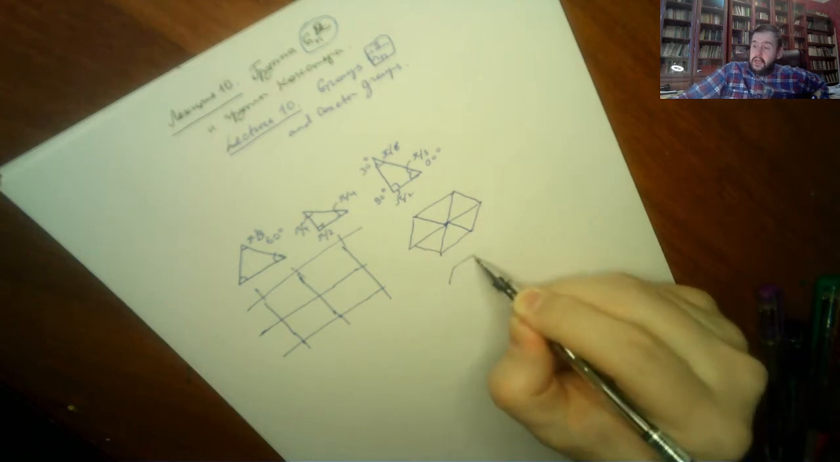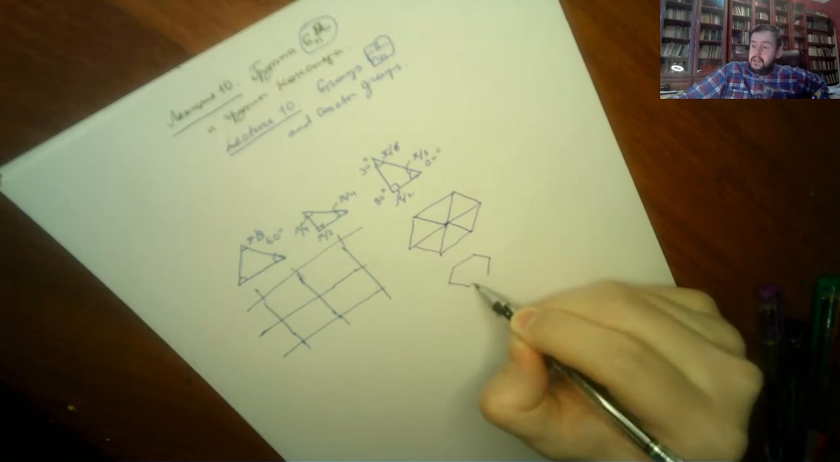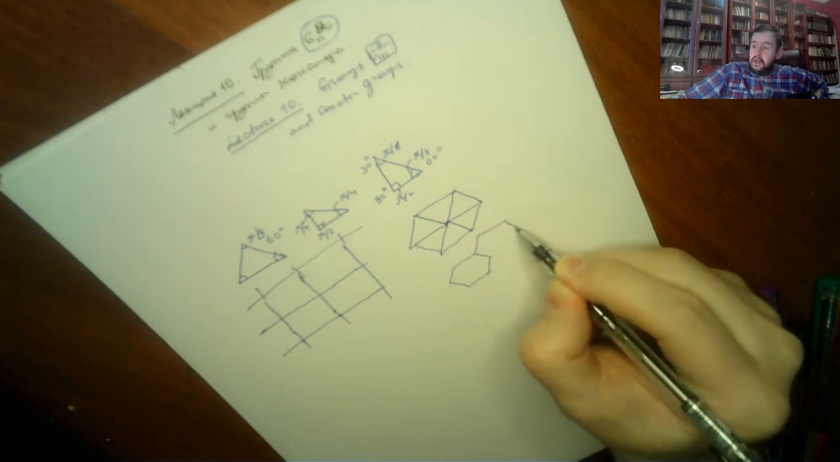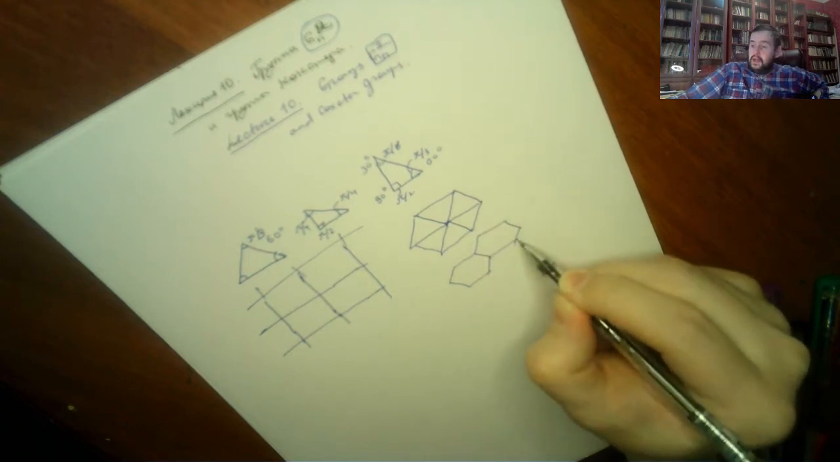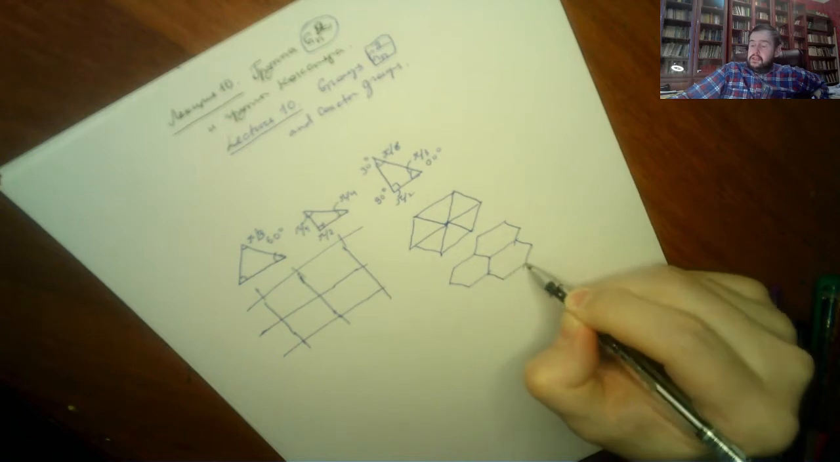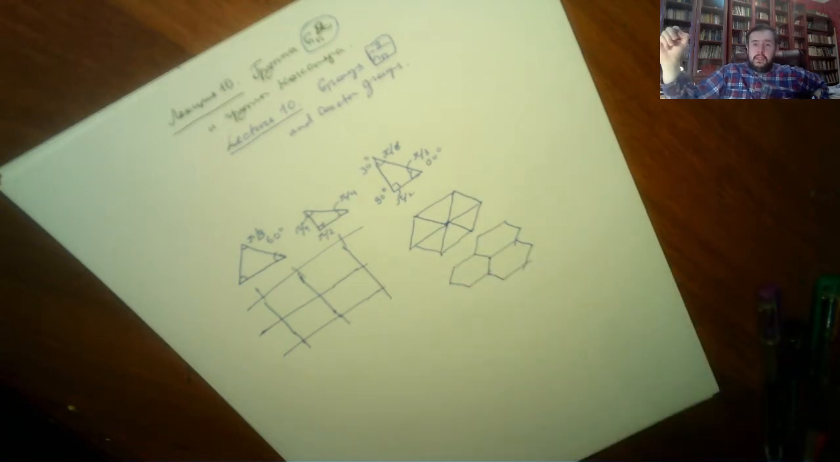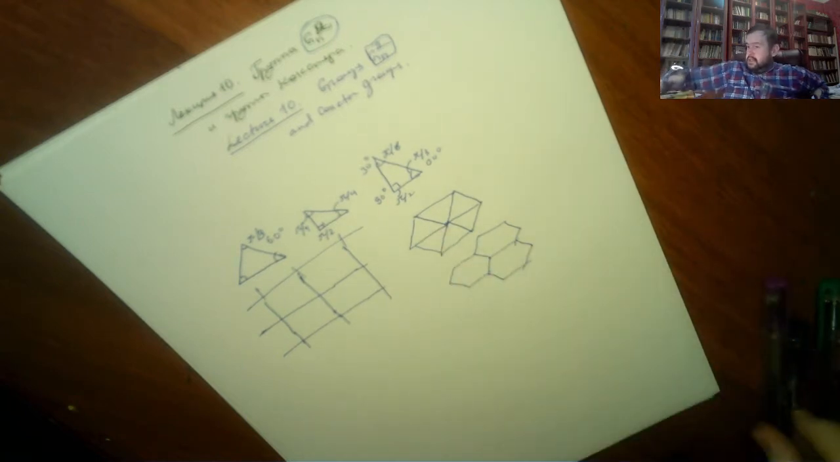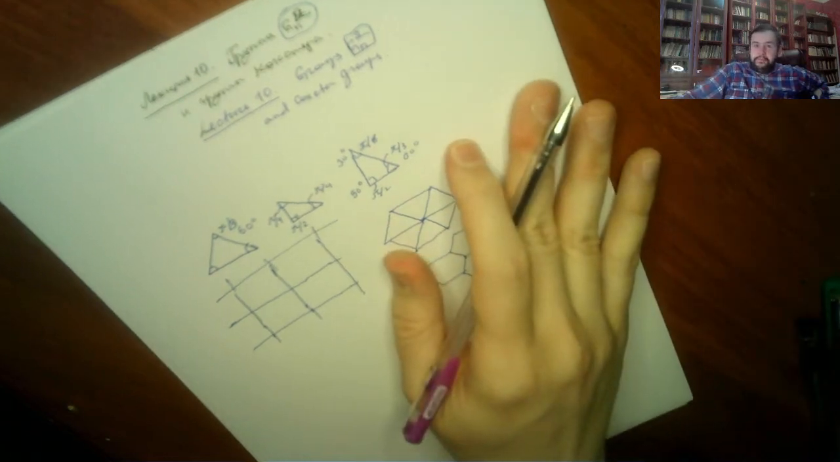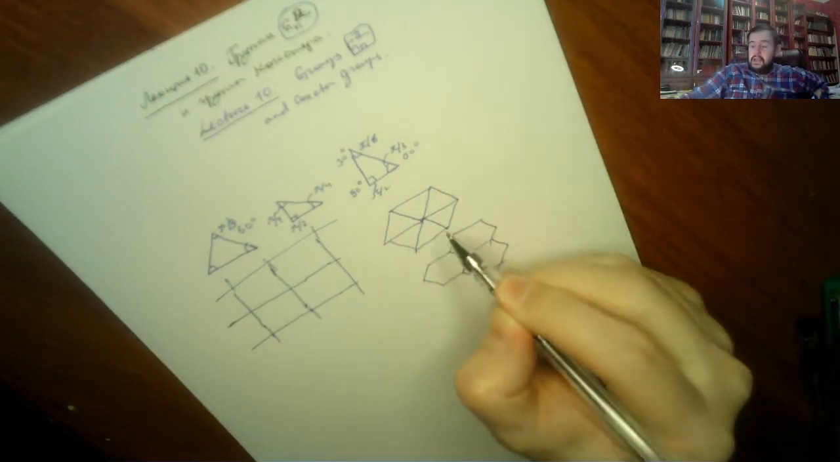We have 3 hexagons at one vertex, and actually these 2 ways of tiling of the plane are dual to each other. What do I mean by dual? Actually, the duality corresponds to vertices and faces.